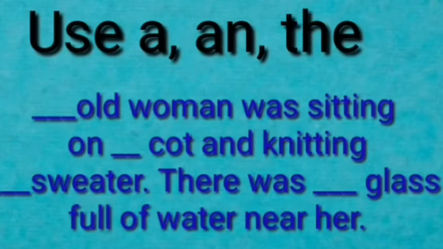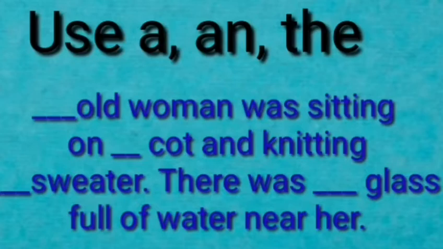Now we have to use a and the. Always remember, a is used before consonant, an is used before vowels, and the is used if you are talking about particular person or thing second time. So the question is, dash old woman was sitting on dash cot and knitting dash sweater. There was dash glass full of water near her. So one by one we will see.